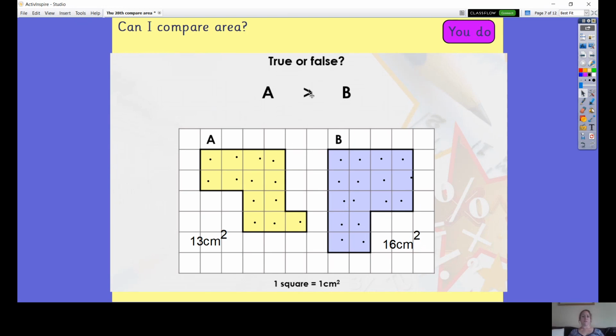So now if I have a look at my original statement, this is saying that A is greater than B. The area of A is greater than the area of B. And the area of A is 13 and the area of B is 16. So I am going to say that this is false because actually B has a greater area, doesn't it? It's got an area of 16 centimetres squared there.